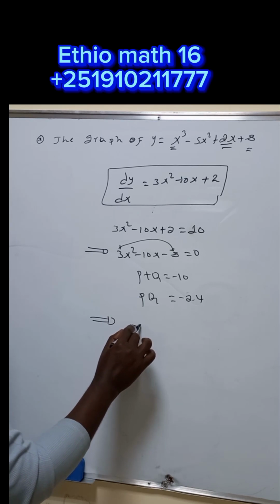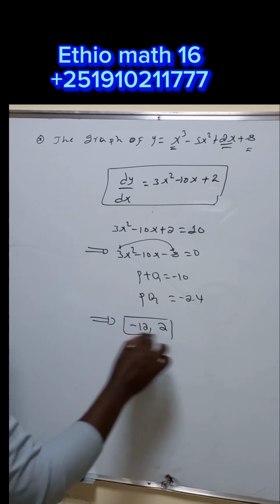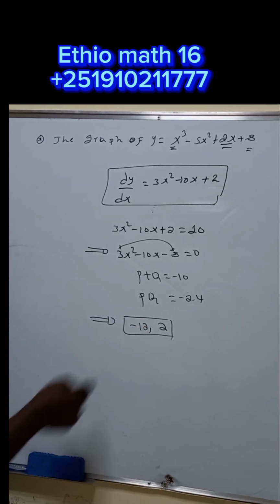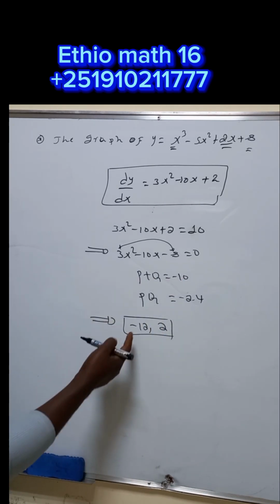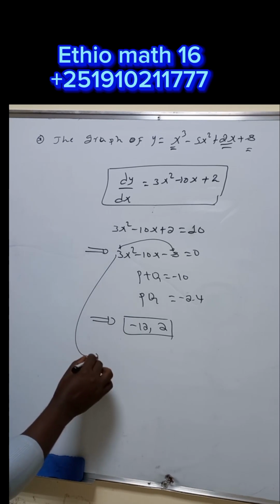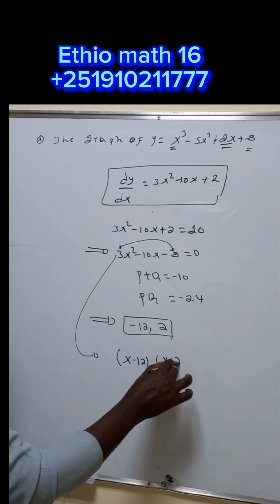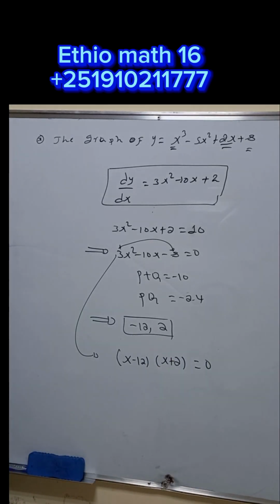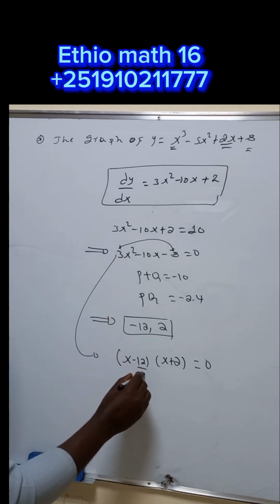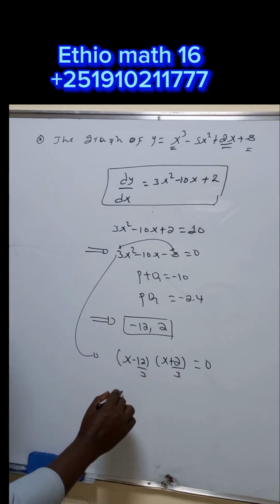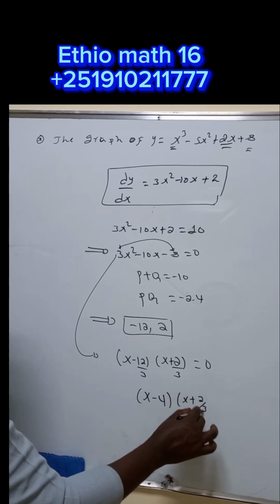The numbers are minus 12 and 2. If you find the product of these, it will be negative 24, and the sum is negative 10. So these are the numbers. Once you have these numbers, this can be factorized as (x minus 12)(x plus 2) equal to 0. Since the coefficient of the leading term is different from 1, we need to divide by 3, and this implies (x minus 4)(x plus 2 over 3) equals 0.